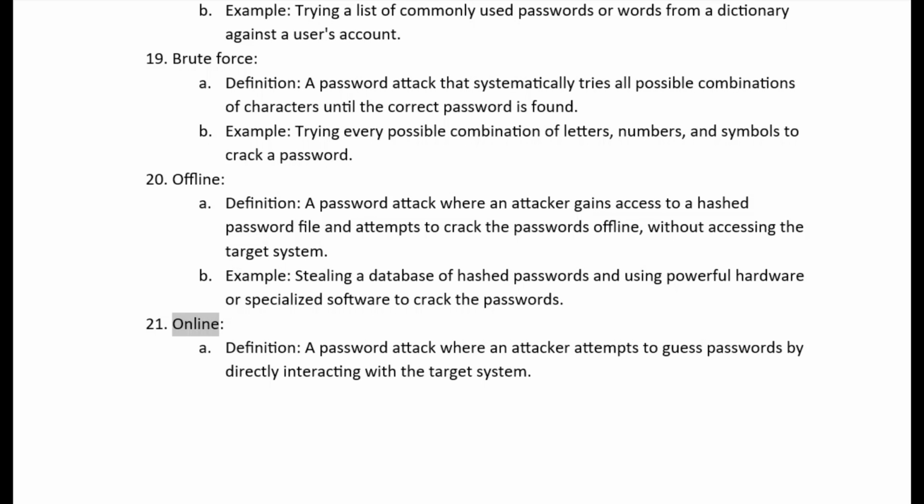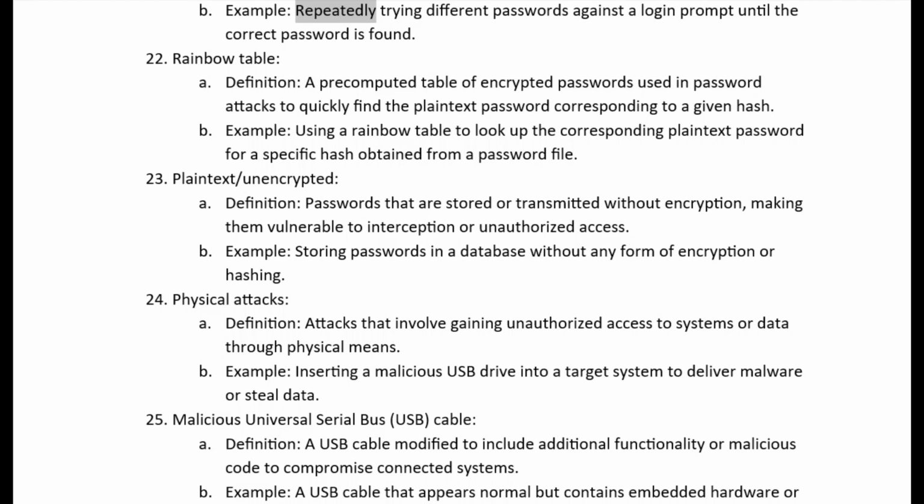Online. Definition: a password attack where an attacker attempts to guess passwords by directly interacting with the target system. Example: repeatedly trying different passwords against a login prompt until the correct password is found.